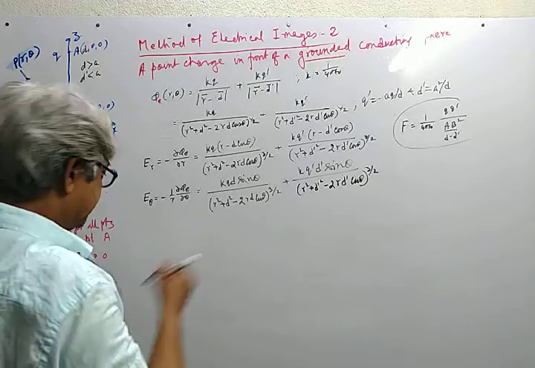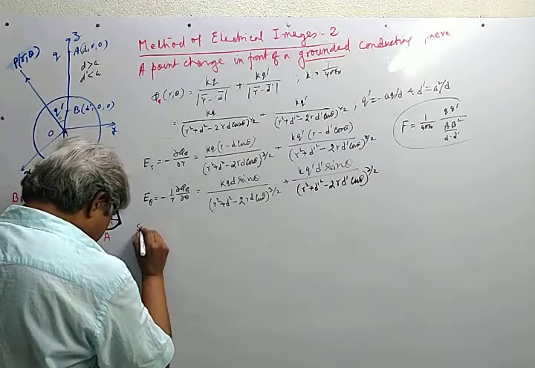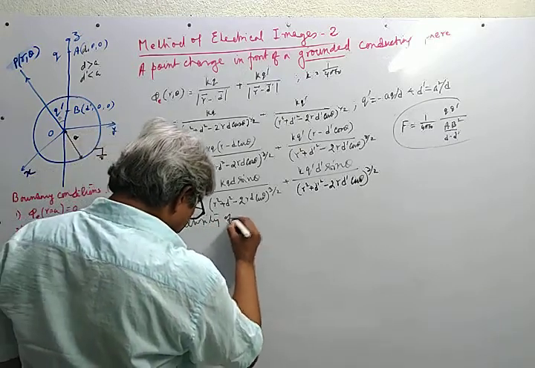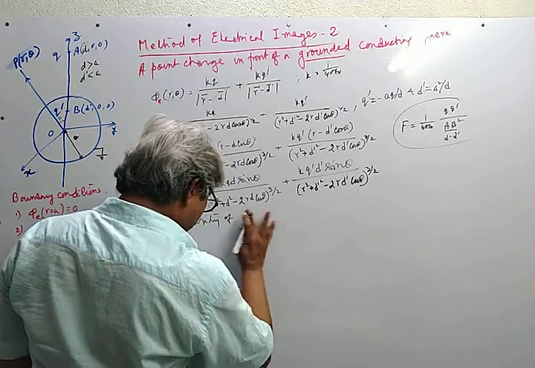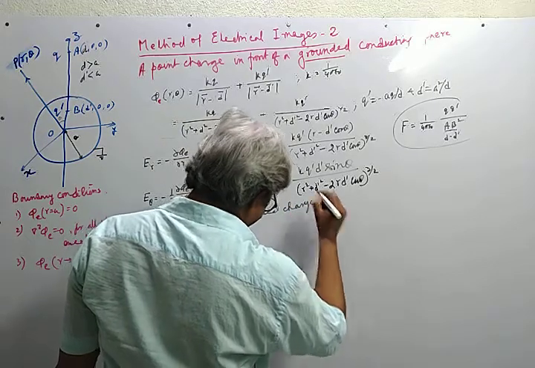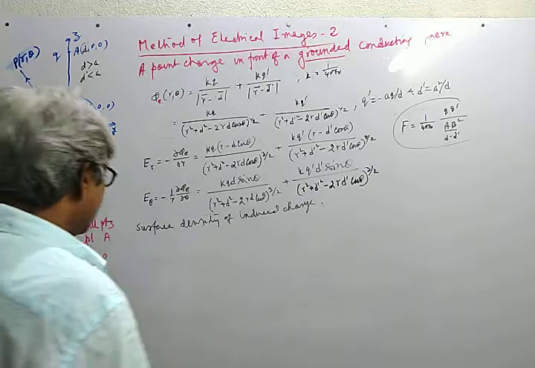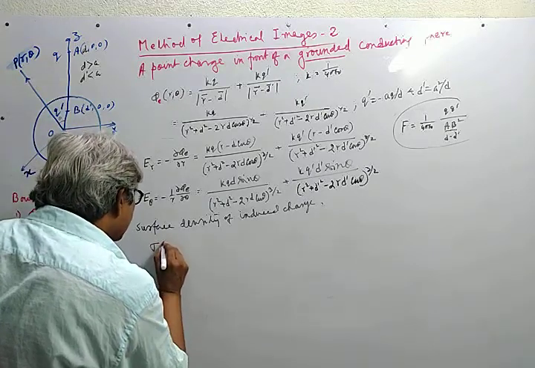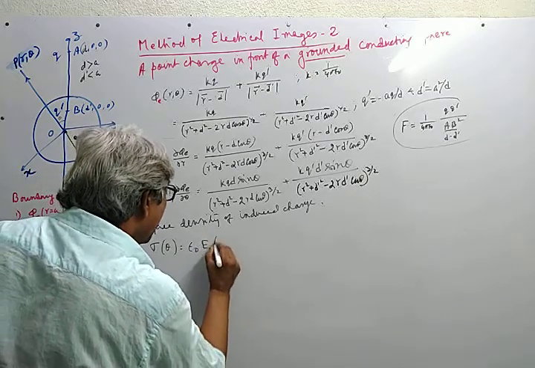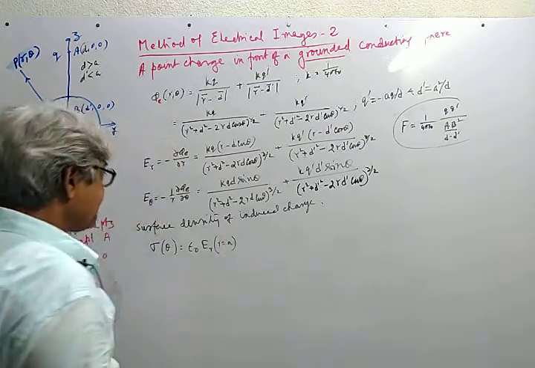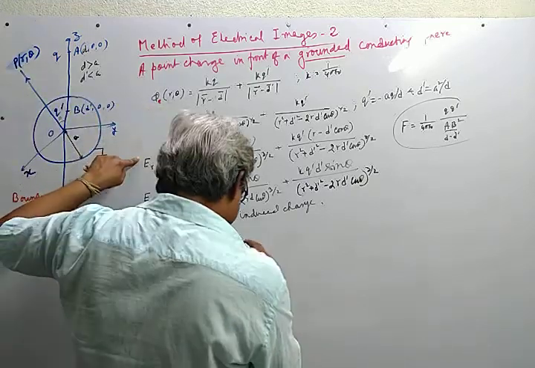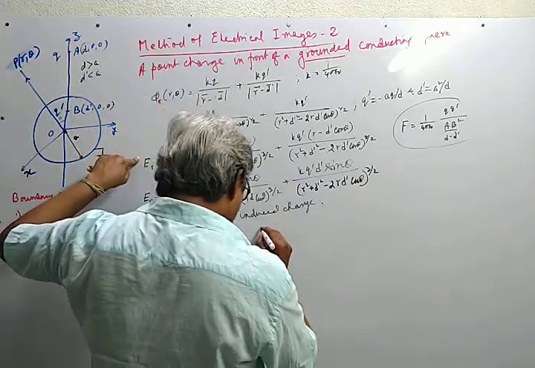Now the surface density of charge. Surface density of induced charge, we know if it is big sigma, it will be a function of theta only. It is epsilon naught ER at R is equal to A. So this is the expression for ER. We put it with R is equal to A.